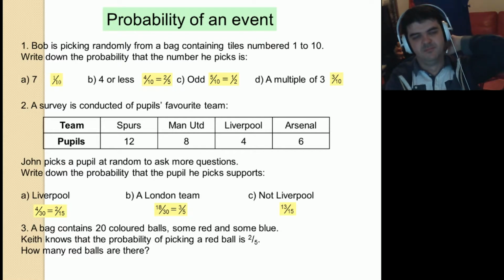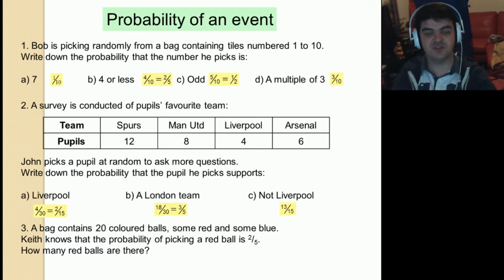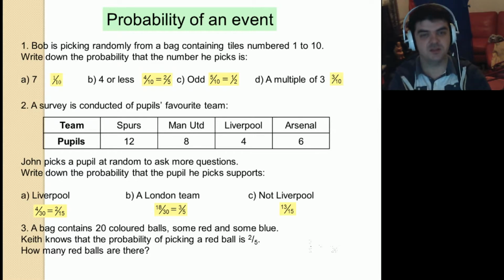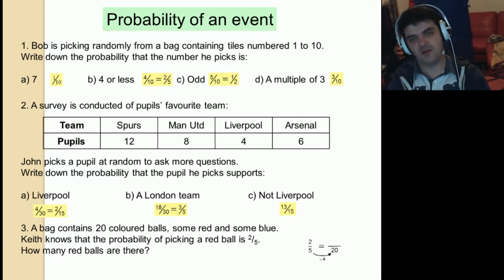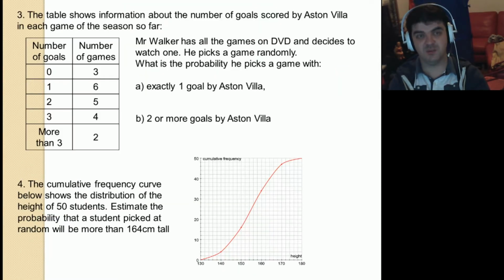Third one. A packet here, 20 coloured balls, some red and some blue. Keith knows that the probability of picking a red ball is 2 out of 5. How many red balls are there? Well, you're just going to use your fractions then. So 2/5 of 20. 20 divided by 5 is 4. And 2 multiplied by 4 is 8. So there are 8 red balls. How else can we use this?